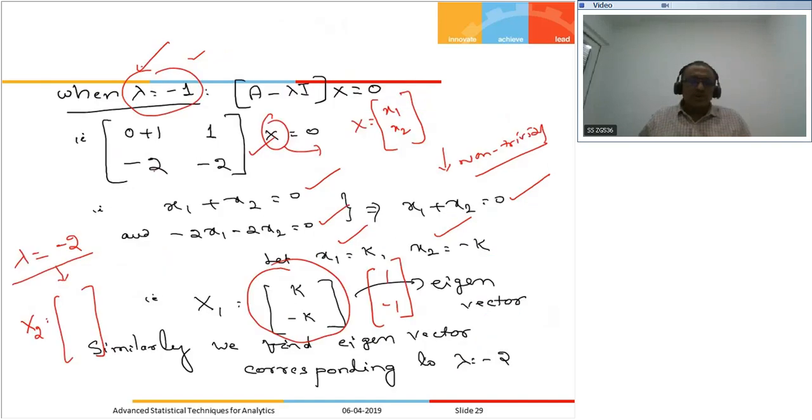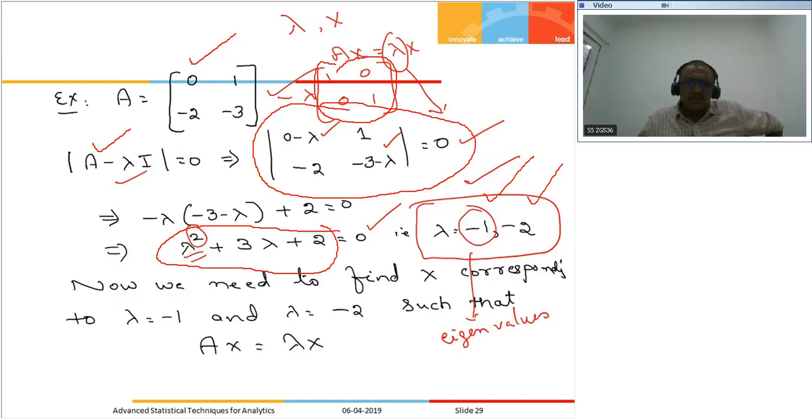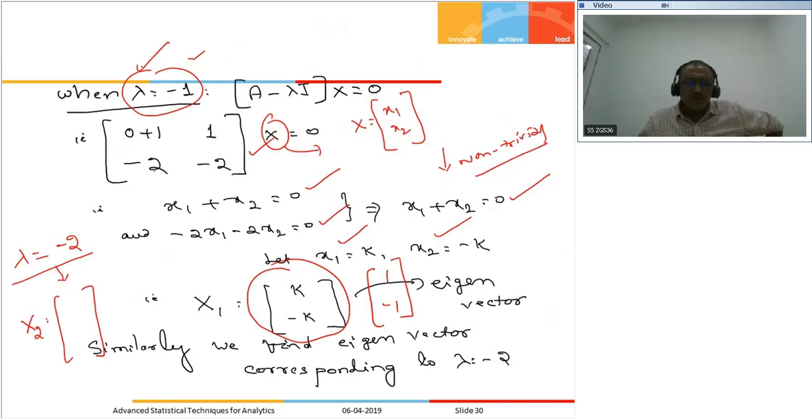So how to find this: when lambda equal to minus 1, take the matrix A minus lambda I and put lambda equal to minus 1. That means here 0 plus 1, 1, minus 2, minus 3 plus 1, which is minus 2, into x equal to 0. Suppose x equals x1, x2, some unknowns. Then what we get is x1 plus x2 equal to 0, and minus 2x1 minus 2x2 equal to 0. And if you see here, both are the same equation. Both become x1 plus x2 equal to 0.